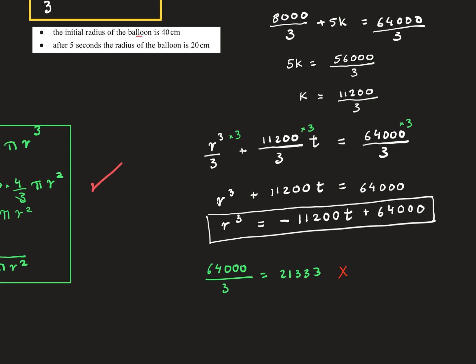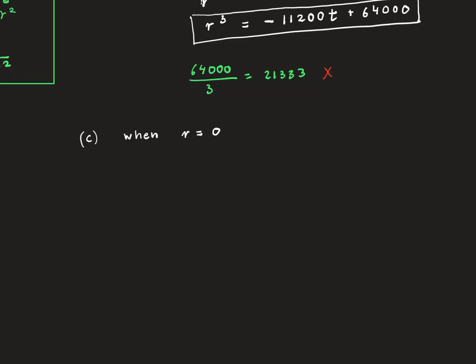21333. And lastly, we are asked to find a limitation on the values of t for which this equation is valid. Well, this equation can only be valid until the radius of the balloon reaches 0. After that, there is no point in using this equation. So when the radius is 0, we'll just substitute that in, and we find that t is equal to 40 over 7. So that means that after the time 40 over 7 seconds, this equation does not work.